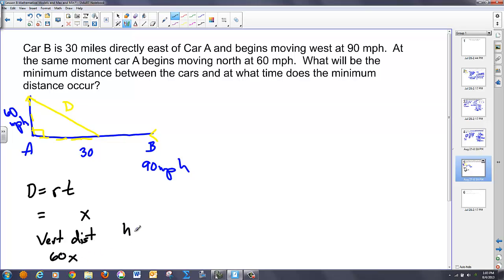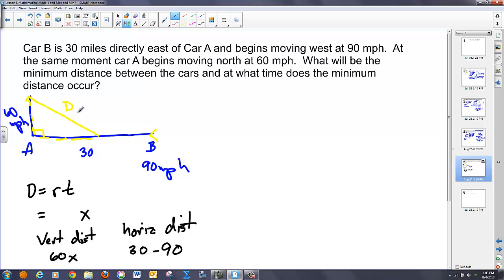My horizontal distance is a little bit different, because as I move this way, I'm closing the gap from 30. So I'm going to be moving at 90x distance, but I'm going to be taking that 90x distance away from 30 because I'm getting closer and closer. So what I really have is 30 minus 90x in distance here.